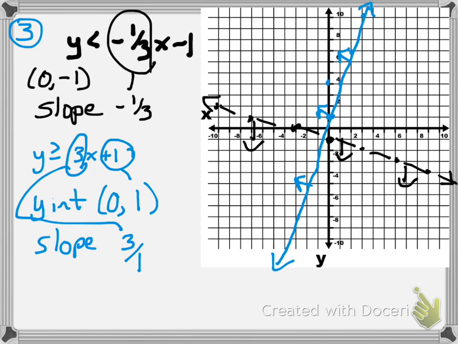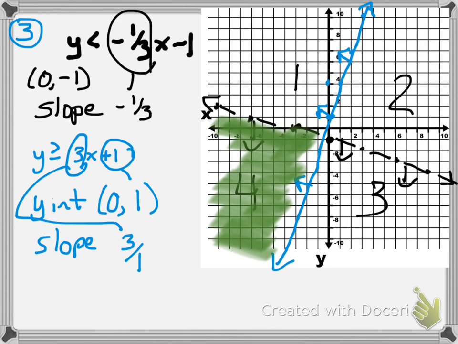So what region is going to be below the black line, but yet above the blue line? Let's number them again. I forgot to number. 4. So anything in that shaded region is a solution, plus anything on this blue line, but not on the black line.